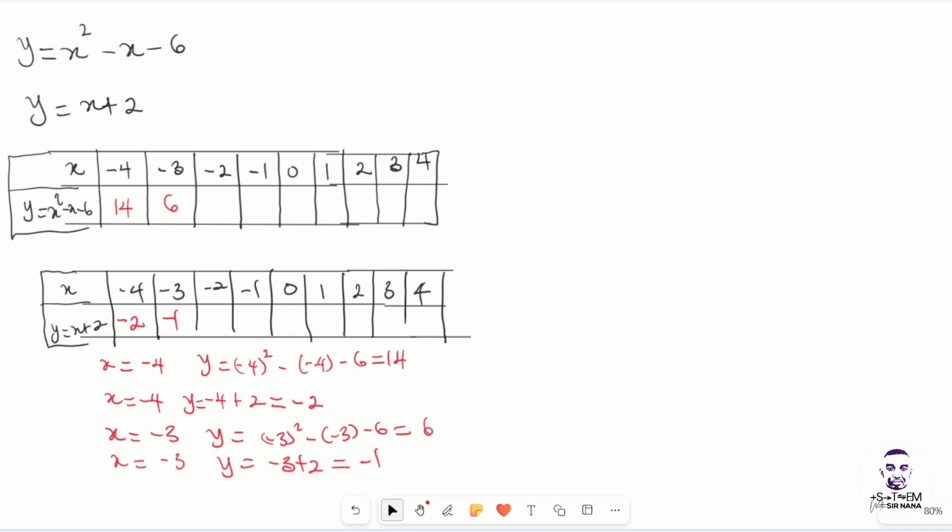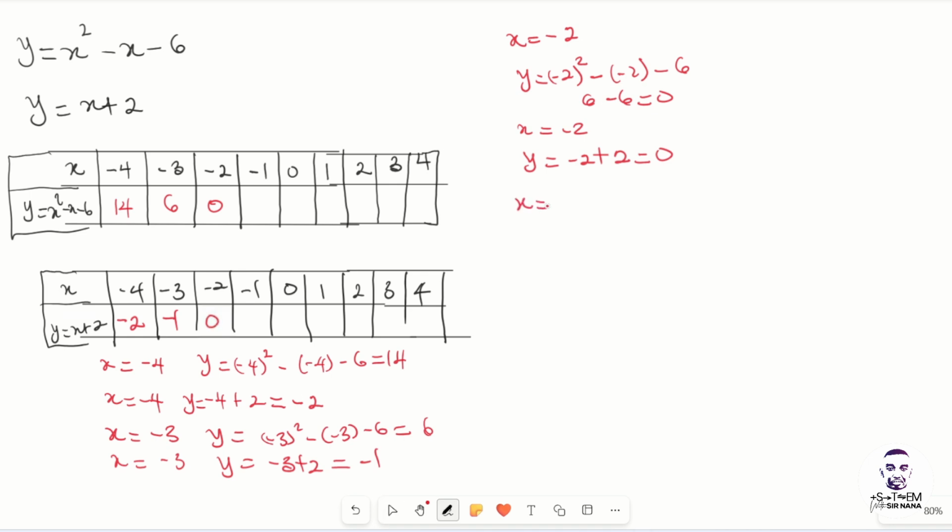So we'll move on to look at the next one when x is equal to negative 2. So we know that when x is equal to negative 2, for the quadratic, we have y equal to negative 2 all squared, which gives us 4 minus 2, minus 6. So you are going to have 6 minus 6, which is 0. So we have 0 here. And in the case of the linear, if x is equal to negative 2, we are going to have y equal to negative 2 plus 2, and that also gives us 0. So this will also be 0.